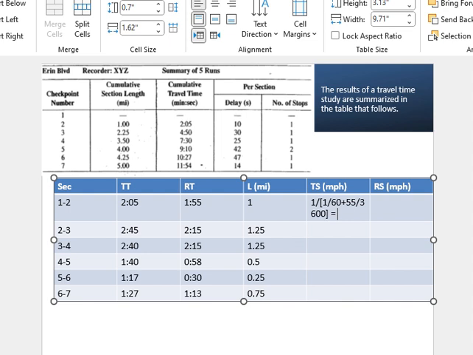One is in minutes, the other one in seconds. So we have to do something before this. Either convert the entire value to minutes or the entire value to seconds. But still you will be doing two steps, right? Next, you will take the length and the travel time for the second section.